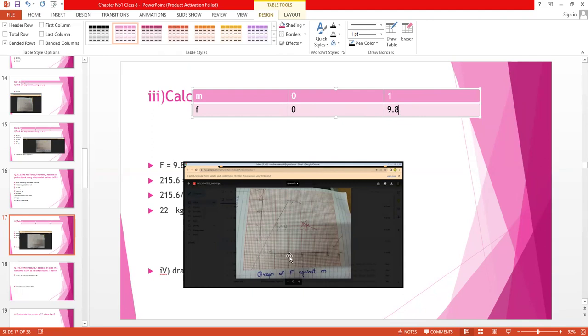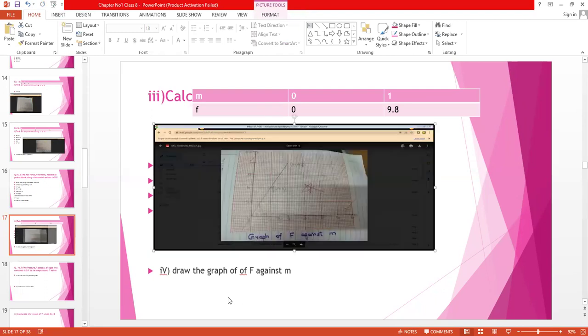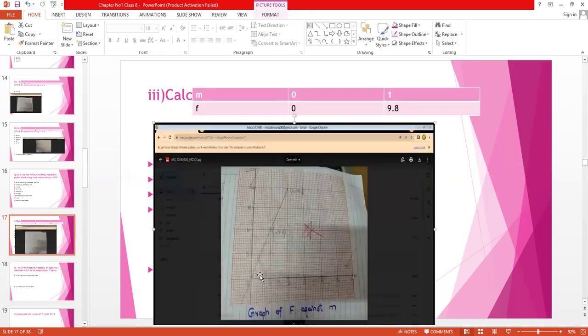Then the next point is m. I have to take 1, and here it will be 9.8. This one is 9.8. So this one is the graph. I think it is clear. Let me make it longer. Look, this is the graph. Okay, 9.8, I have to take this.